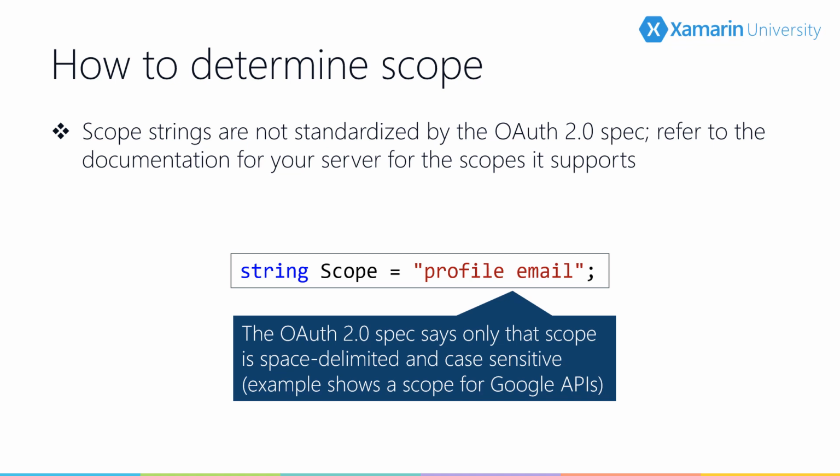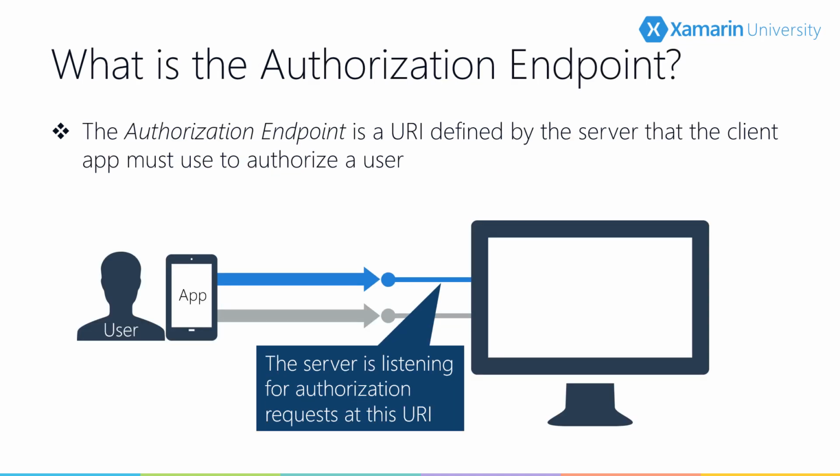Now remember that valid scope values are often unique to the service being accessed, and you'll need to consult the service's documentation. And this is again why it's sometimes preferable to use a plugin or a package that's specific to the service you're trying to access. Now there are some conventions when passing scope values, and they should be separated by spaces, and they are case sensitive.